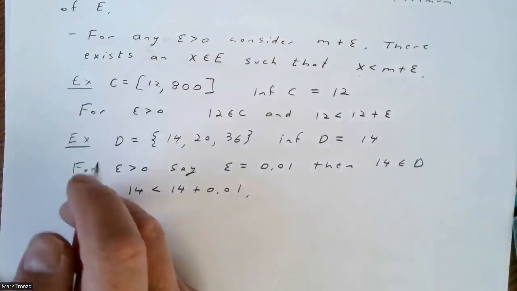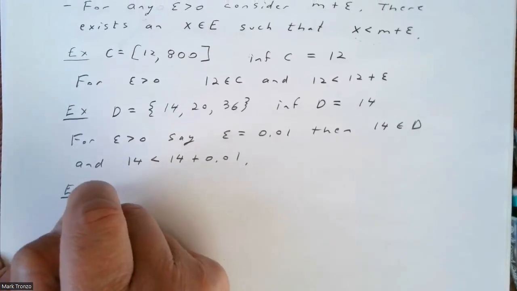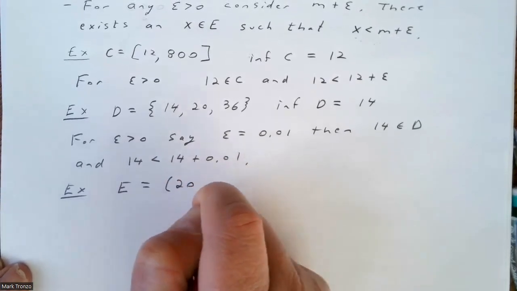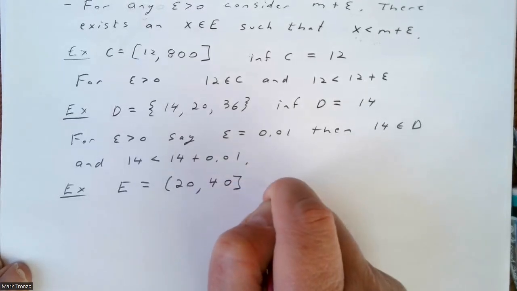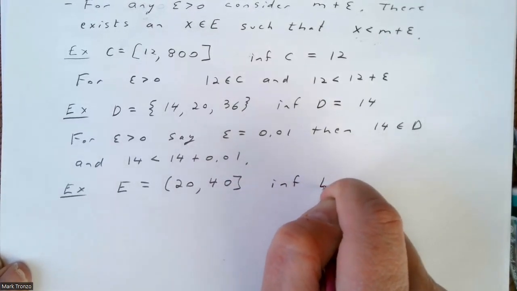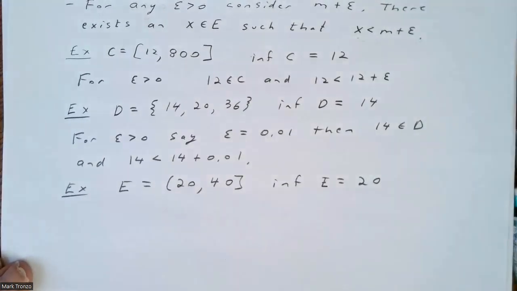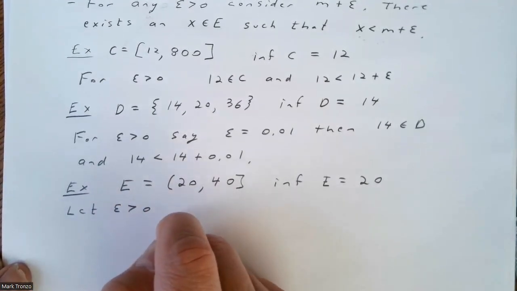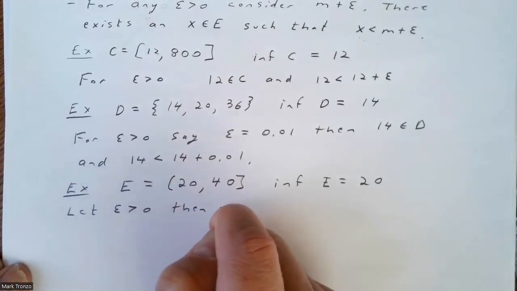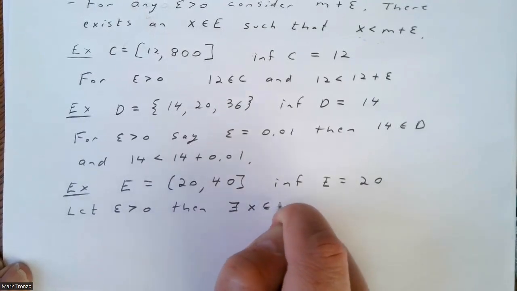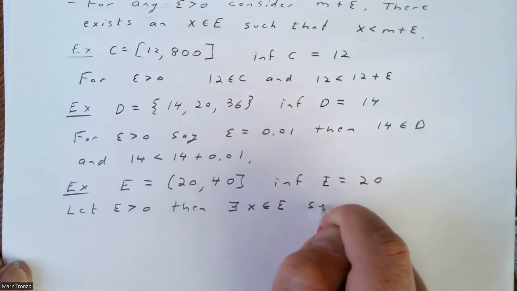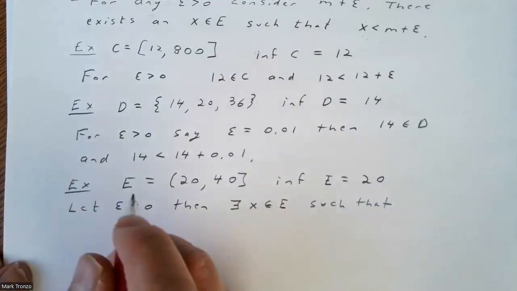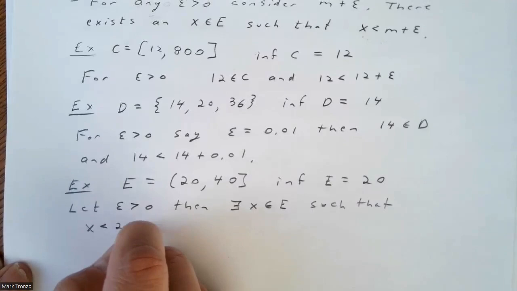And other times, of course, if you have a case like this, let me call this set E, if you're going from 20, the interval, to 40, once again, the infimum of E is going to be 20, and then let epsilon be greater than 0, then there exists an x in E such that x is going to be less than 20 plus epsilon.